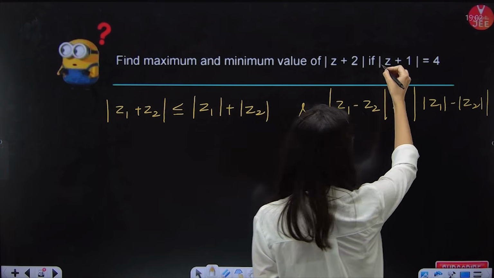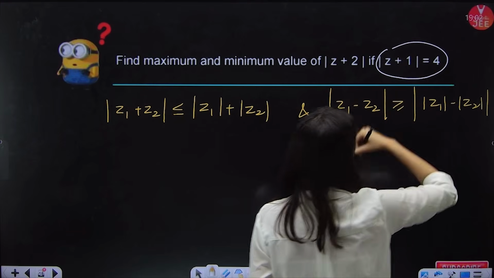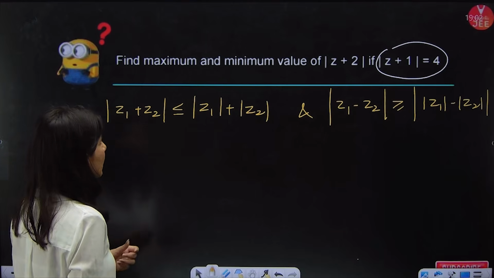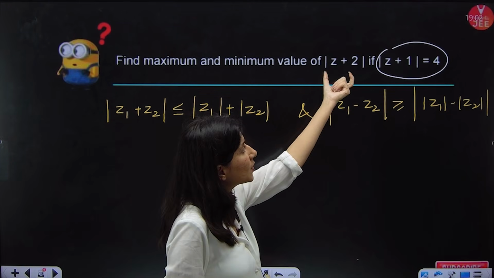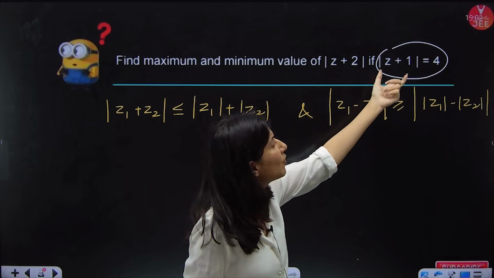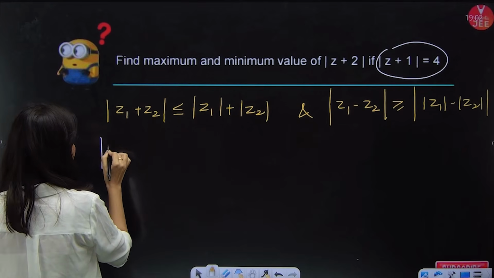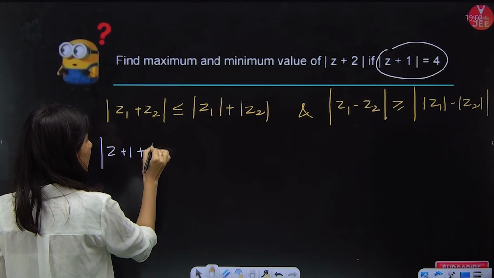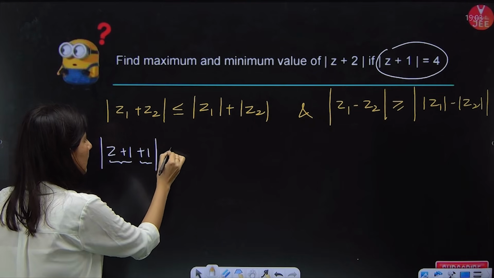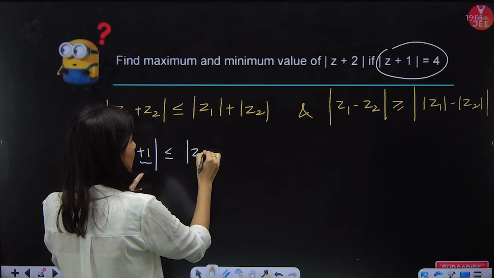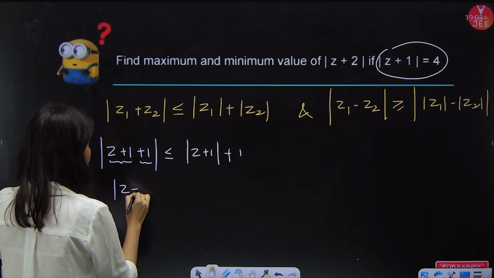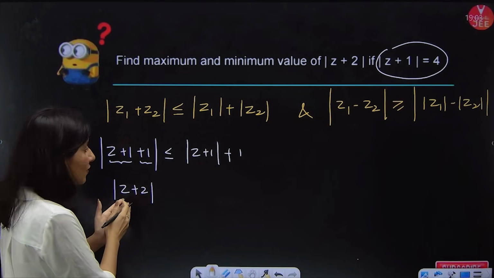So here, can you see, mod of z plus 1 is given to you and you're looking for mod of z plus 2, right? So I need to create this expression with the help of this. It's very easy. Mod of z plus 2 will be mod of z plus 1 plus 1. As simple as that. This is your z1, this is your z2. Less than or equal to mod z1 plus mod z2, which is plus 1. That's it. Now this is mod z plus 2, whose minimum and maximum value you're looking for.